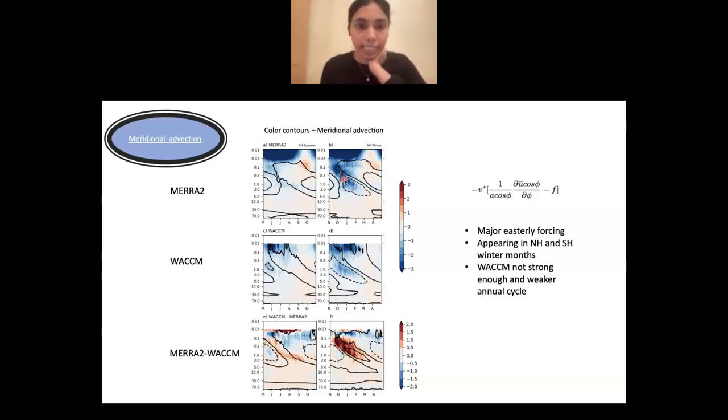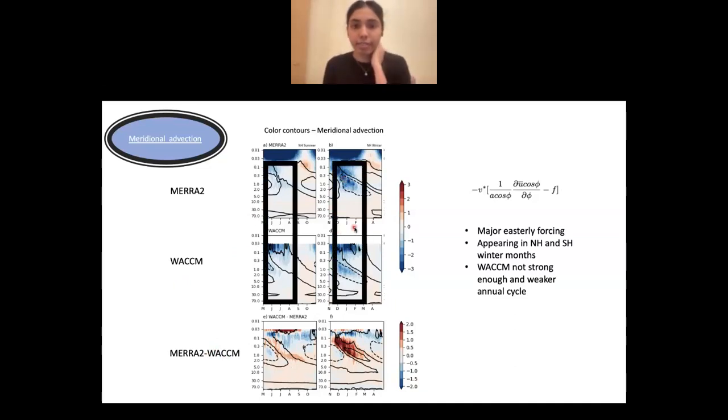And if we look at the terms in MERRA2, we can see that during the JJA and DJF months, which are basically the southern hemispheric winter and northern hemispheric winter months, we have the Brewer-Dobson circulation happening, and exactly at that time we can see this easterly forcing coming in during both times, and this exactly matches the easterly phase of the semi-annual oscillation. So we can tell that the meridional advection is an important part in forcing the easterly phase of SAO.